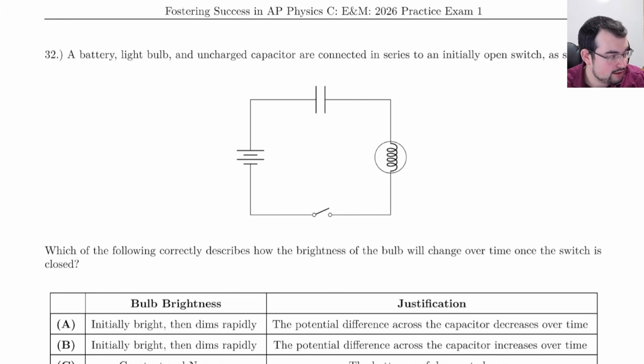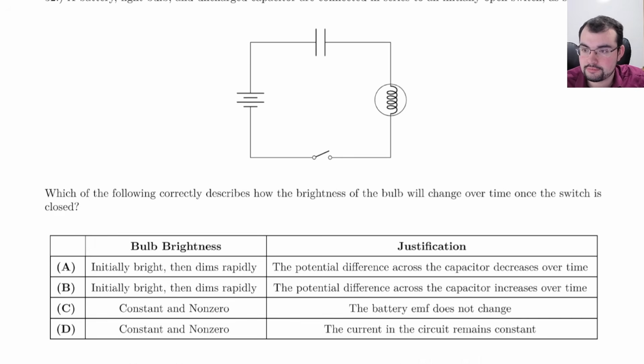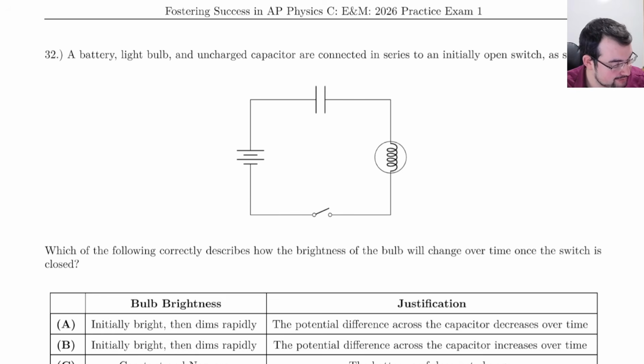All right, battery, light bulb, and uncharged capacitor are connected in series to an initially open switch as shown. Which of the following correctly describes how the brightness of the bulb will change over time? Okay. So this is about RC circuits. So what happens when we close the switch? It might help just to draw this circuit at short times and long times.